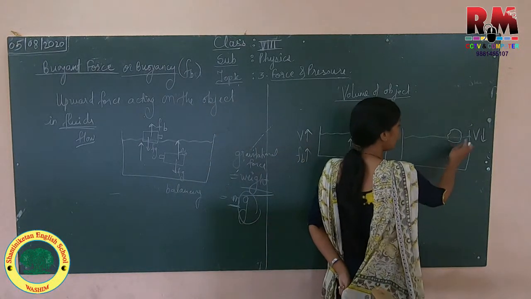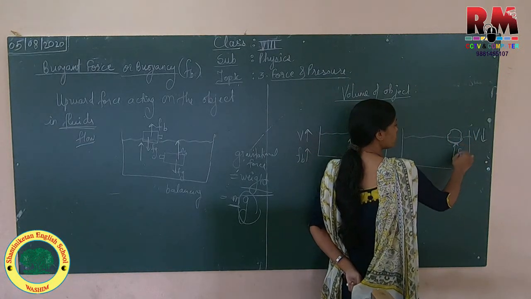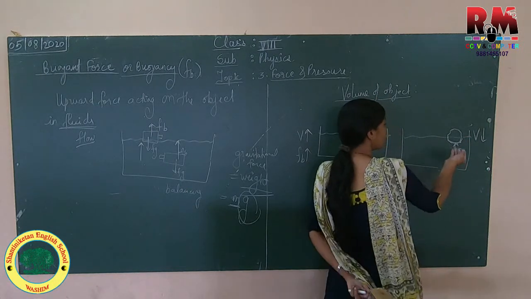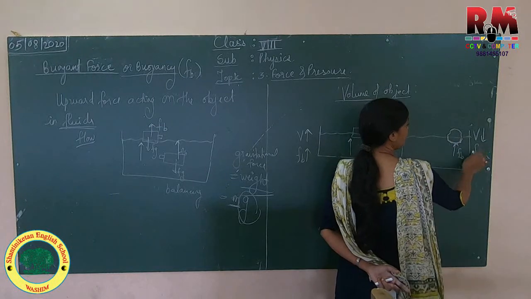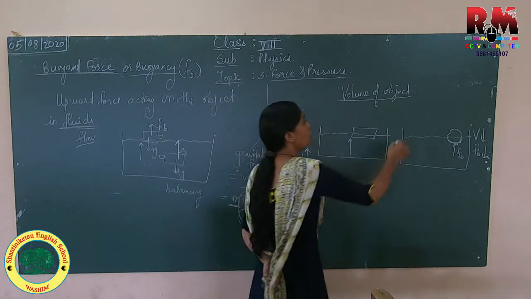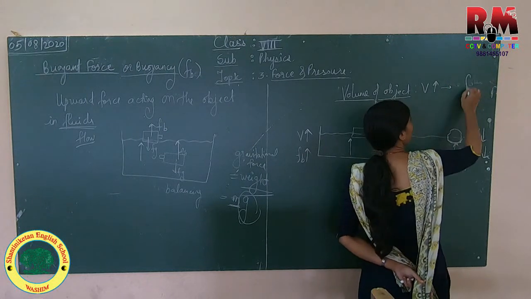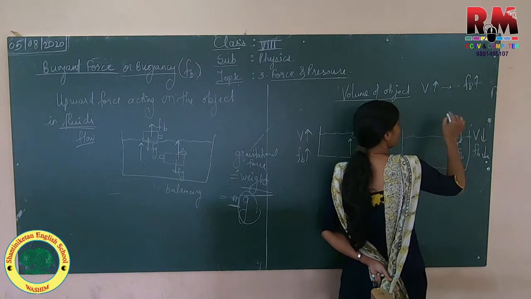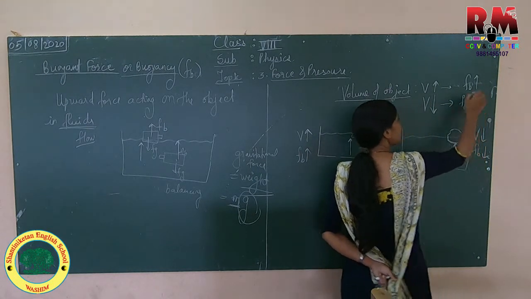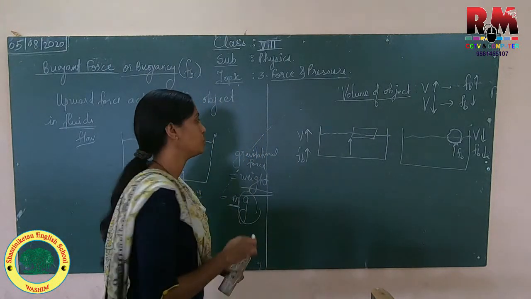Here what happened? The volume decreases. In this area, there is less buoyant force. Only this much volume will exert buoyant force. Due to it, the buoyant force will be less. So, I can say that as the volume of the object increases, the buoyant force also increases. When the volume decreases, the buoyant force also decreases. So, buoyant force depends on the volume of the object.